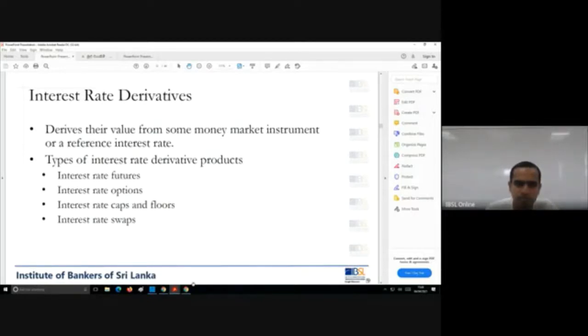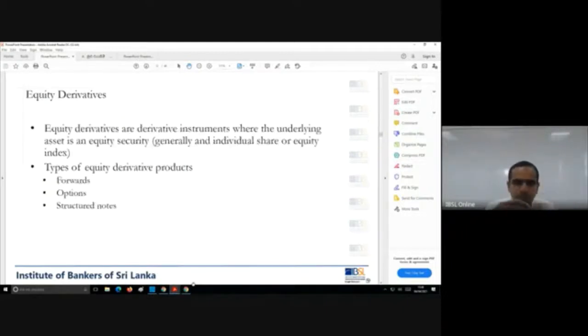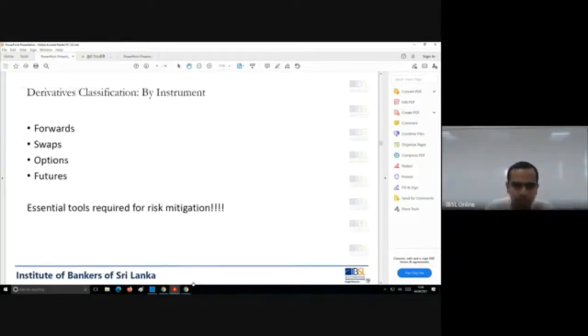Types of interest rate derivatives have been given. In each type of derivative, you have forwards, futures, options, and swaps. So the idea is to understand these four types of derivatives: what are forwards, what are futures, what are options, and what are swaps. Commodity derivatives, the underlying asset is a commodity. Again, you have forwards, futures, options, and swaps. Equity derivatives are based on an underlying of equity, share price movements. Same products. Foreign exchange, the underlying is foreign exchange. So these are the classifications of derivatives: forwards, futures, options, and swaps.